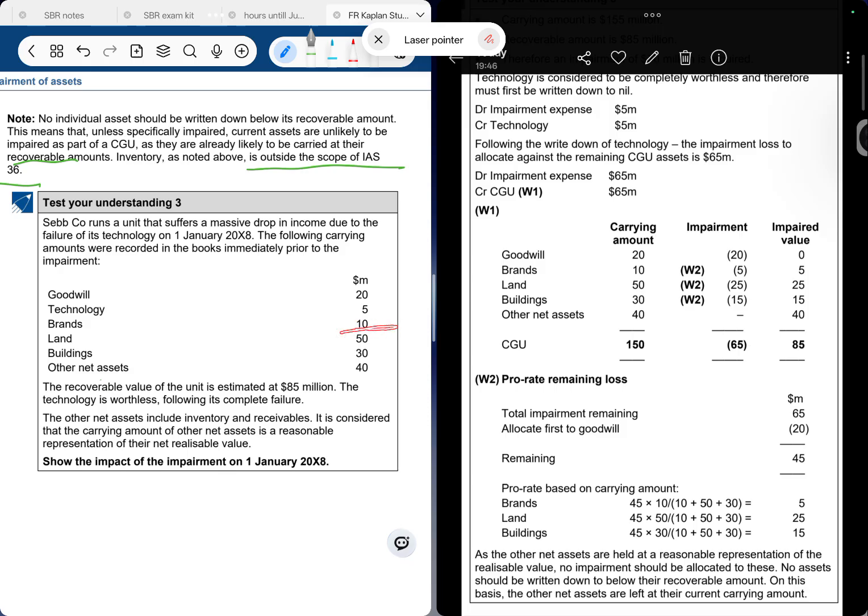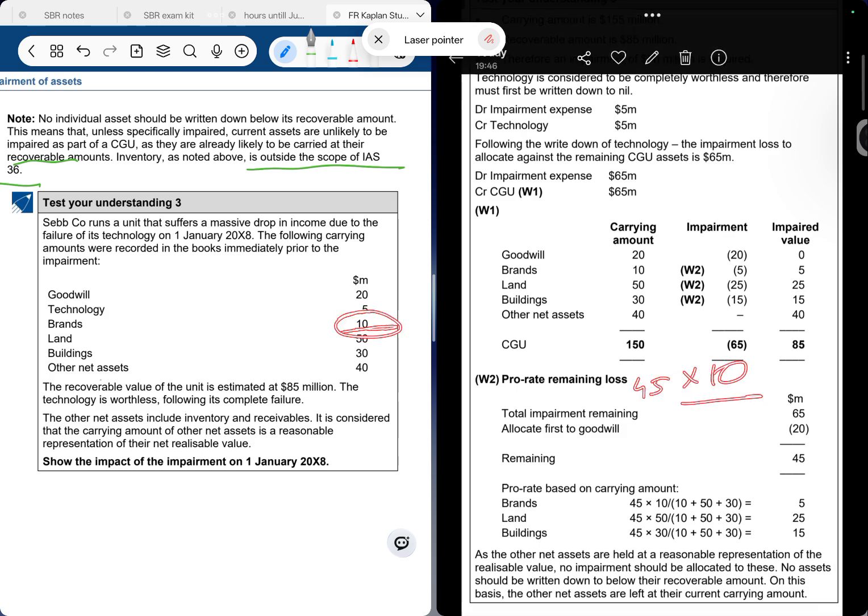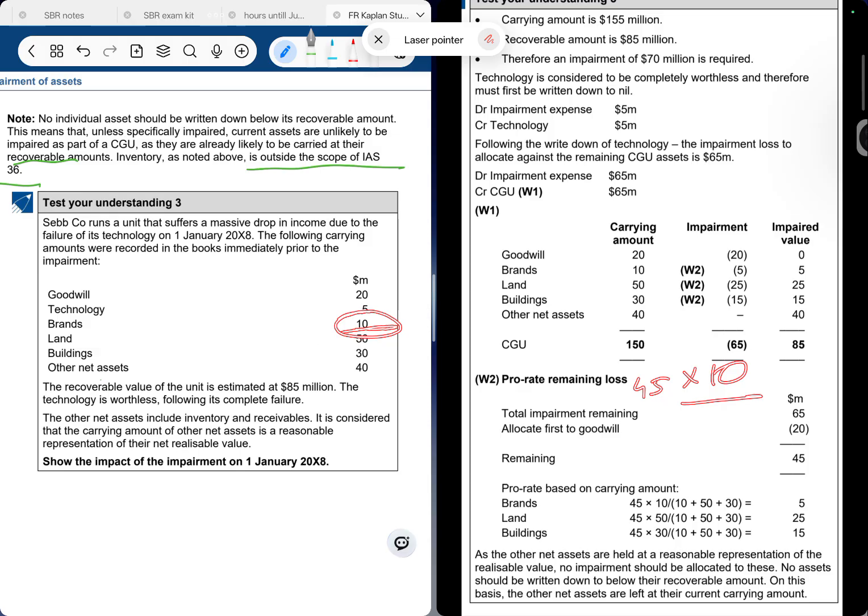का चालू करना है, ठीक है. पहले ब्रांड्स का हम लोग कैलकुलेट करते हैं कितना हमारा इम्पेयरमेंट है. तो 45 मिलियन अभी कितनी करेंट वैल्यू है, 10 divided by. What we do is we add 10, the brand value, land value 50, building value 30. We add all of these values which we are going to impair, these 3 things we have to impair, so we will add the values of all three things. That is 50, 30, 80, 90.